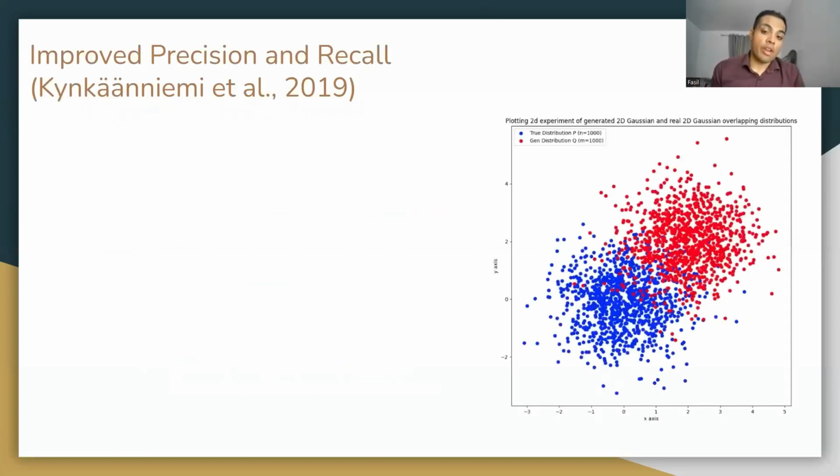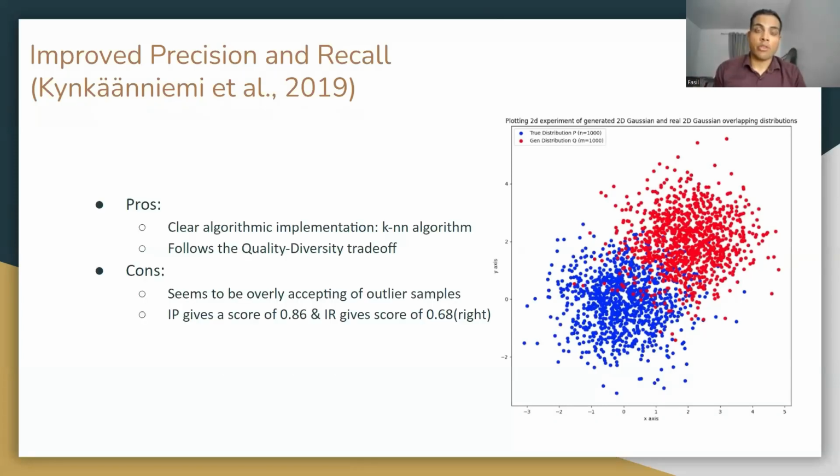Improved Precision Recall, written in 2019. This work seeks to rectify this by adjusting the algorithmic implementation, so they use k-nearest neighbors instead of the k-means clustering algorithm. However, as some recent work, such as Naeem and colleagues in 2020, point out, and as we will later see in the experiments as well, this method is quite prone to be over-accepting, and thus is prone to giving inflated scores of both precision and recall, quality and diversity. Think of those words as synonymous throughout this presentation.